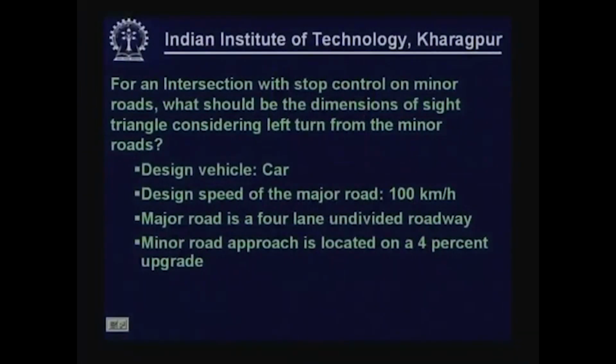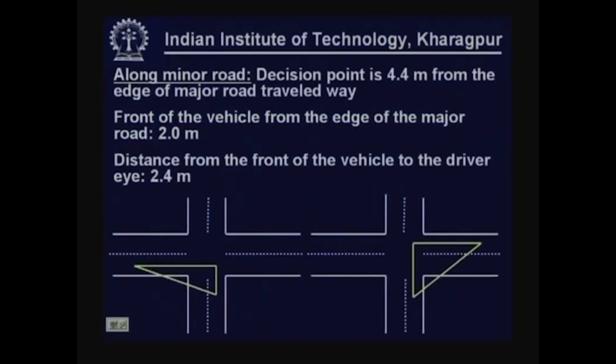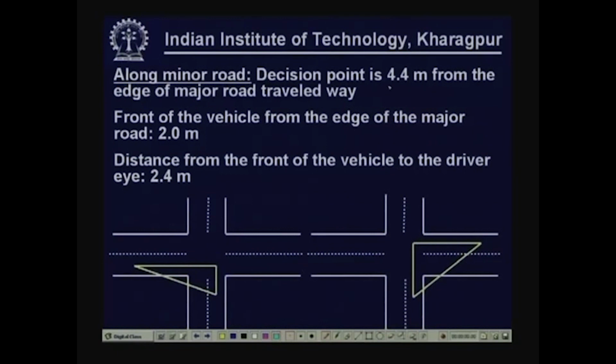The last question was, for an intersection with stop control on minor road, what should be the dimension of side triangles considering left turn from minor road. Design vehicle is car, design speed for the major road is 100 km per hour, major road is a 4-lane divided road and minor road approach is located on a 4% upgrade. Now, along the minor road, the decision point is 4.4 meter from the edge of the major road.